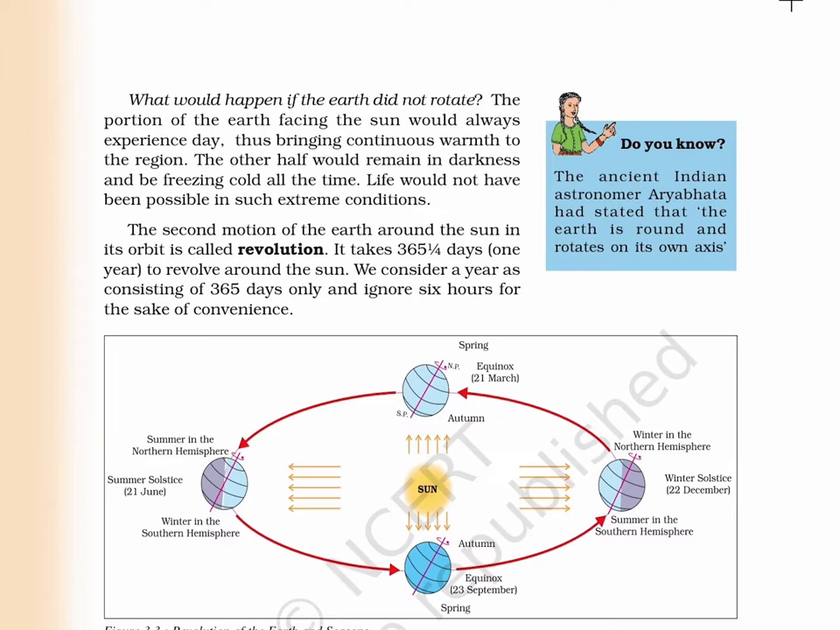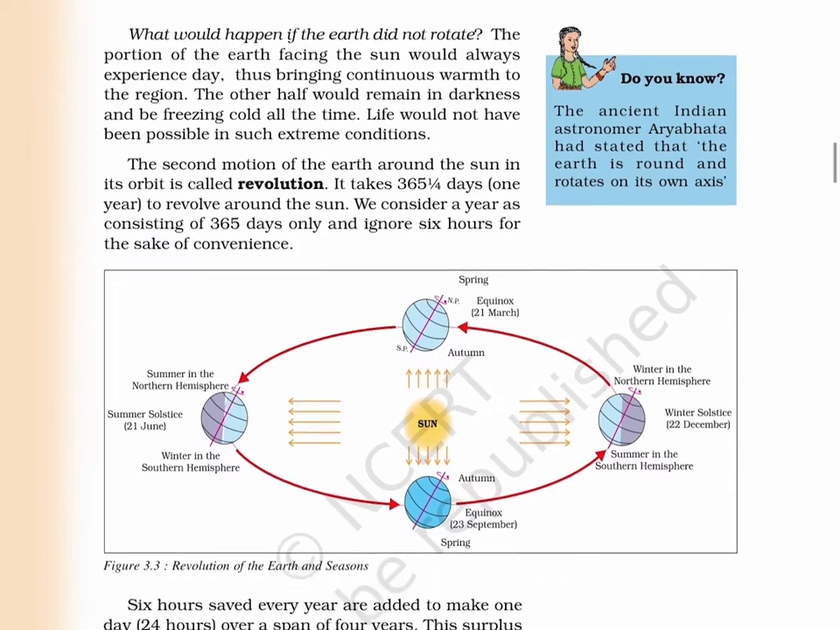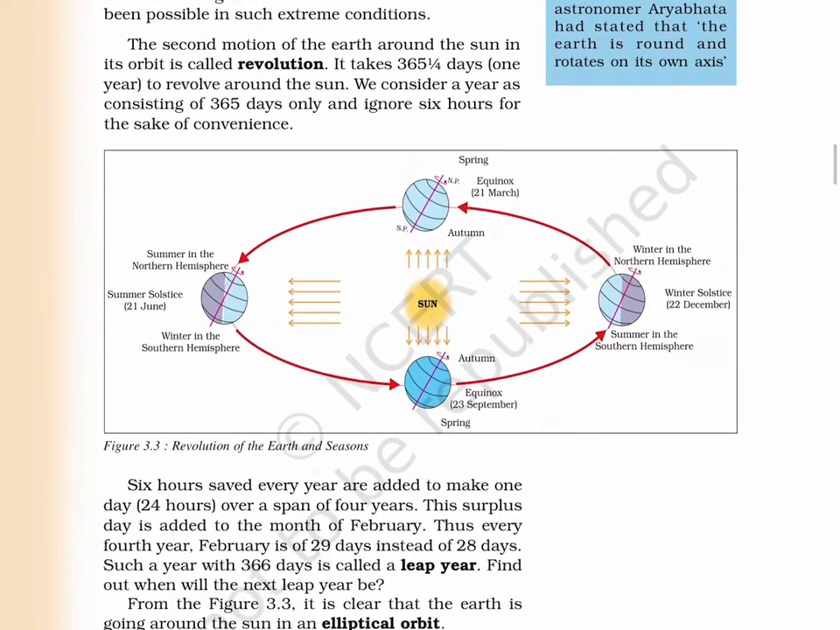In figure 3.3, you can see revolution of the Earth and seasons. In the center, we have the Sun. The Earth is shown rotating on its own axis as well as revolving around the Sun. So, as per the diagram, we see summer in the northern hemisphere and winter in the southern hemisphere. Summer solstice, 21st of June. We also see autumn, spring, equinox on 23rd September.